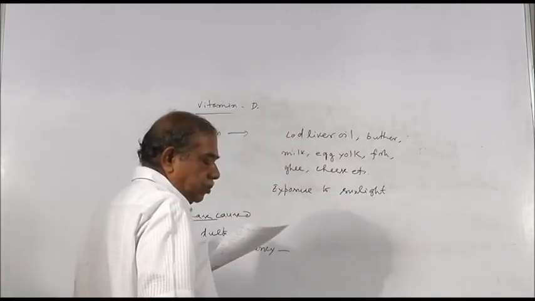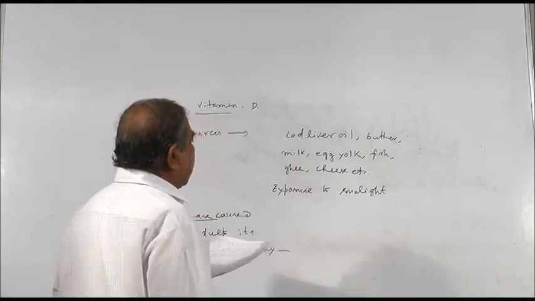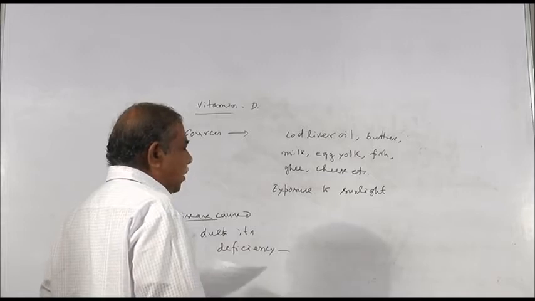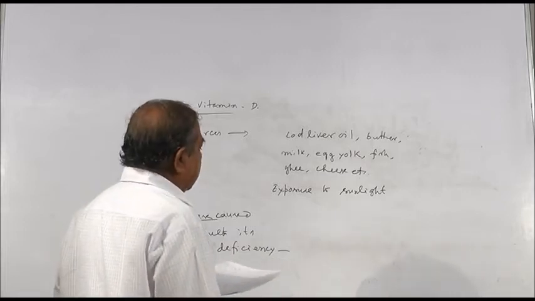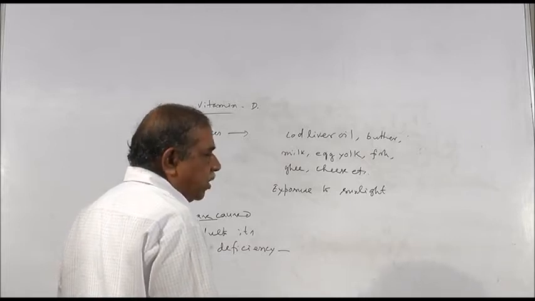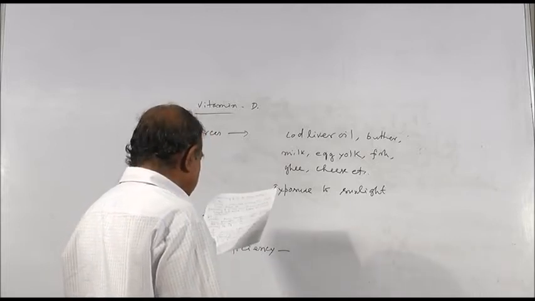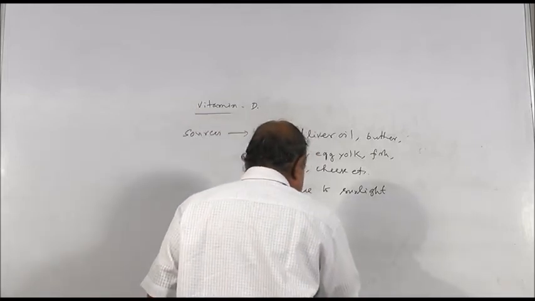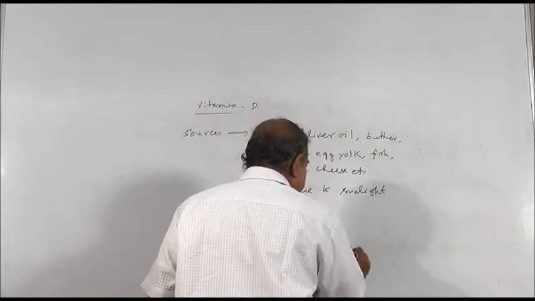So you can get vitamin D from cod liver oil, butter, milk, egg yolk, fish, ghee, cheese, etc. And morning walk, that is exposure to sunlight, also helps in the preparation of vitamin D in our body. Deficiency of vitamin D causes rickets.